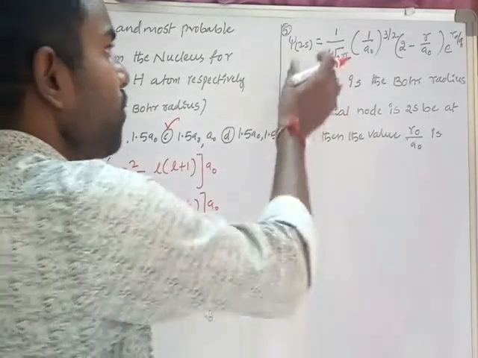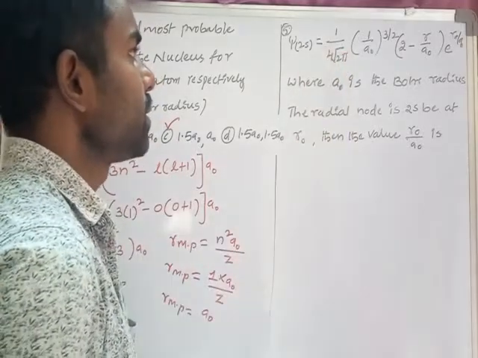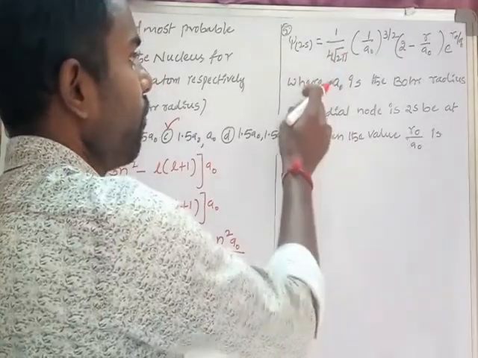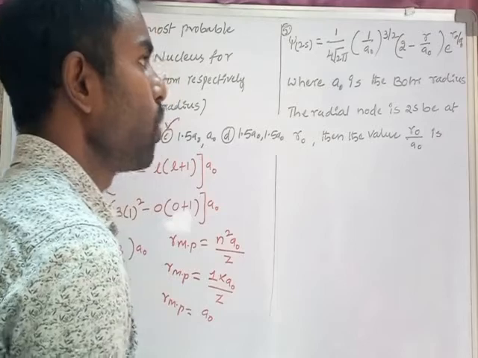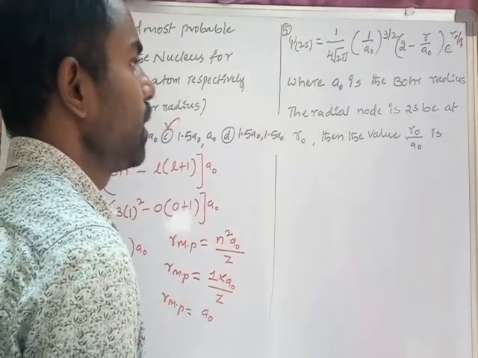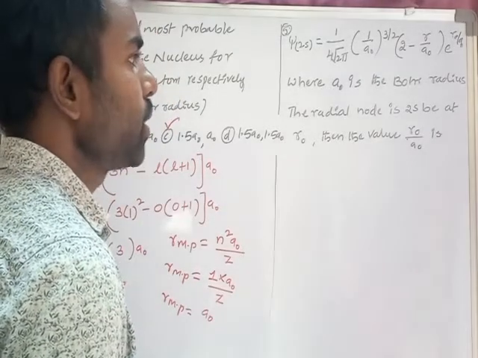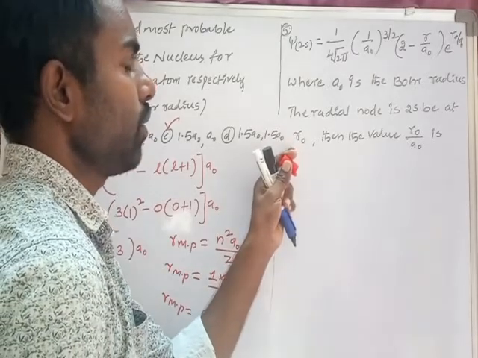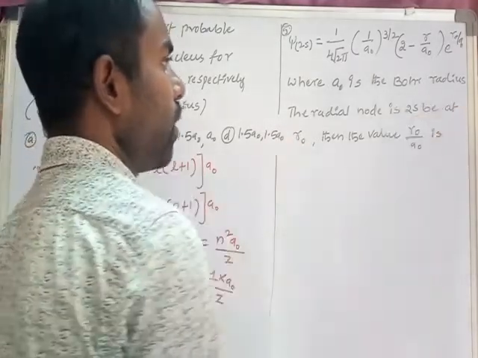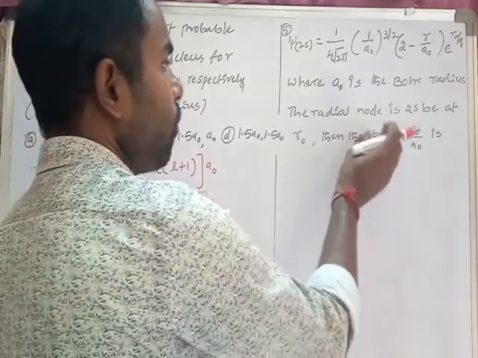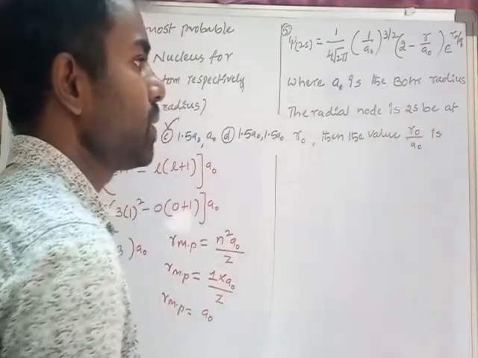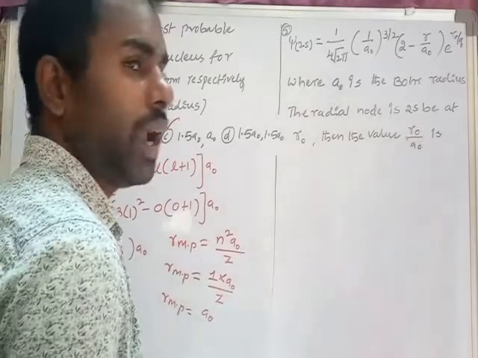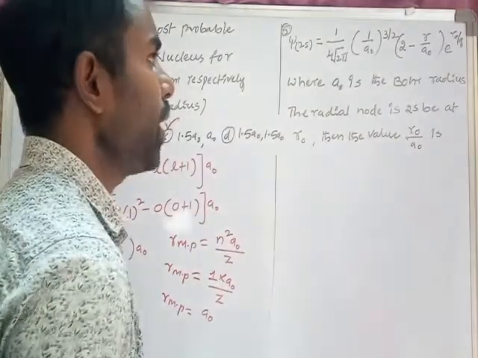Next, another question, fifth one. So here this is the Schrodinger wave function where A is the Bohr radius. The radial node is 2s at R0. At R0 distance, they are finding the radial node for 2s. Then the value of R0 by A naught. Means they are asking the ratio of R0 by A naught. What is the ratio? We need to find out.